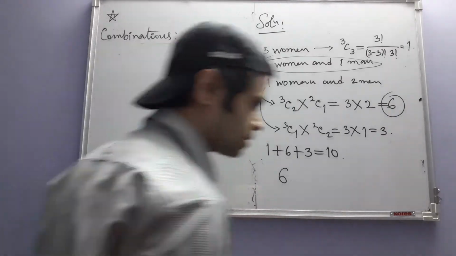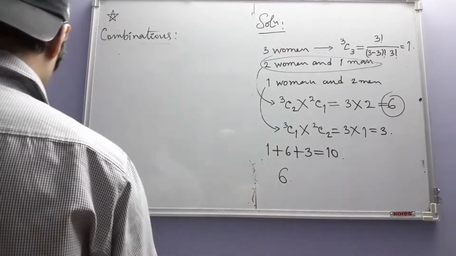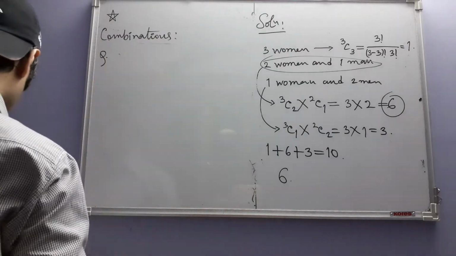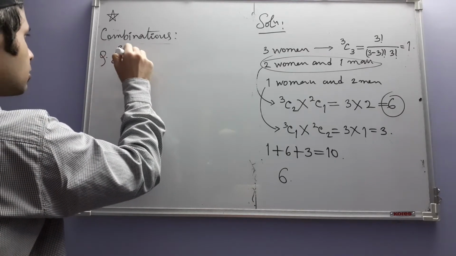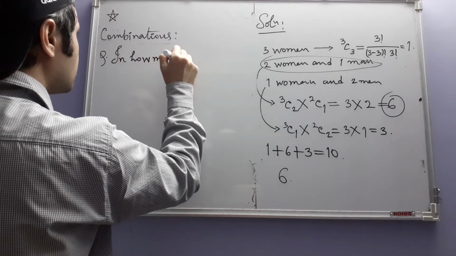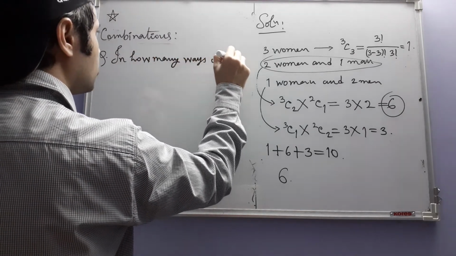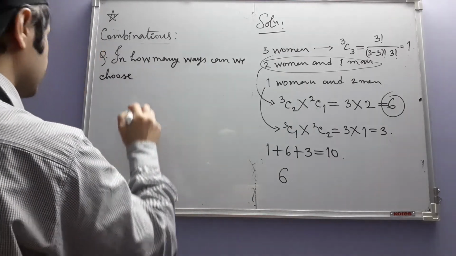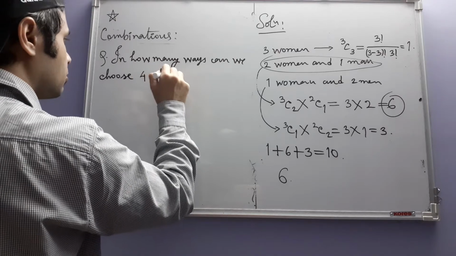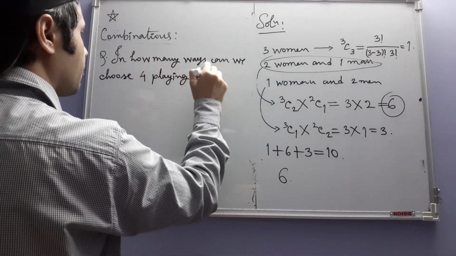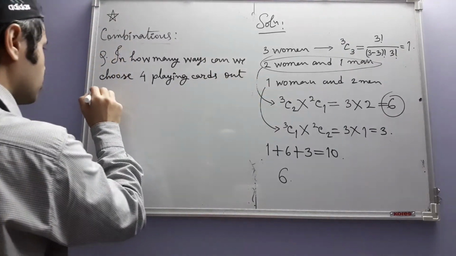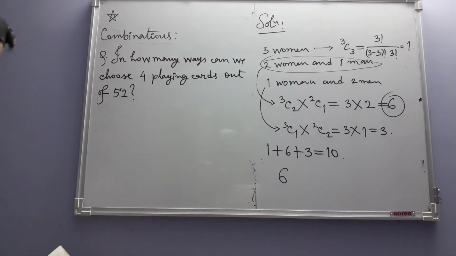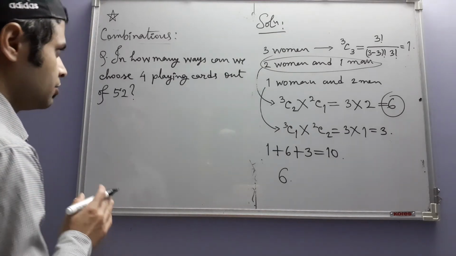Now we move on to our next question. This one has some parts or subdivisions. In how many ways can we choose 4 playing cards out of 52? In a pack of playing cards, there are 52 cards, as we already know. So out of them, in how many ways can we choose 4 playing cards?